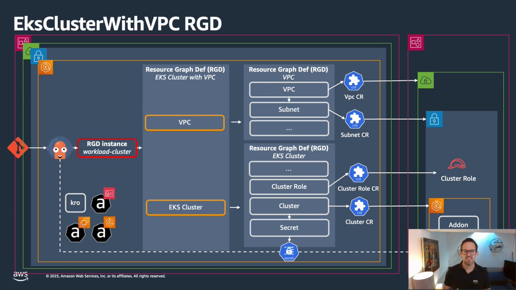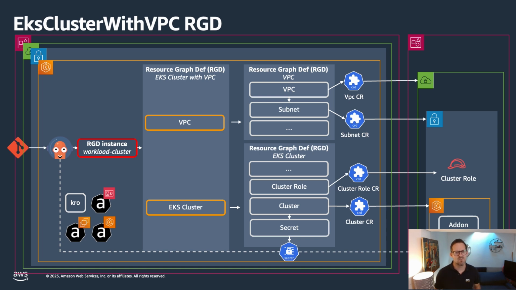With KRO, we can extend Kubernetes and define our own custom resource dynamically with just YAML. Extending our previous solutions using only ACK, we can build composable abstraction on top of it: VPC and EKS clusters. And on top of those two resource graph definitions, we can also have another abstraction layer, named the EKS cluster with VPC, that allows us to link the VPC resources with the EKS cluster resources. And then we can create one instance of these new resources, named workload clusters.